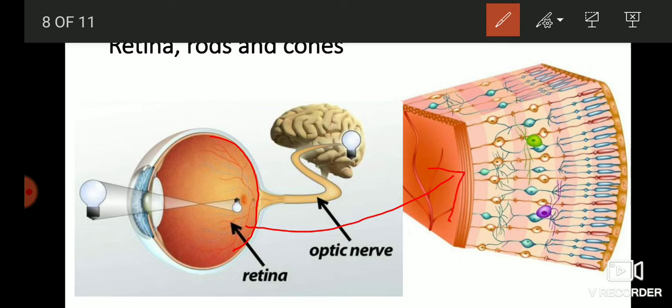When light falls on these receptors, which are known as photoreceptors, they send electrical signals to the brain through the optic nerve. There are two kinds of photoreceptor cells: rod cells and cone cells. Cone cells are sensitive to color and bright light, whereas the rod cells are sensitive to dim light. So, because of the presence of the cone cells, we can see objects of different colors.